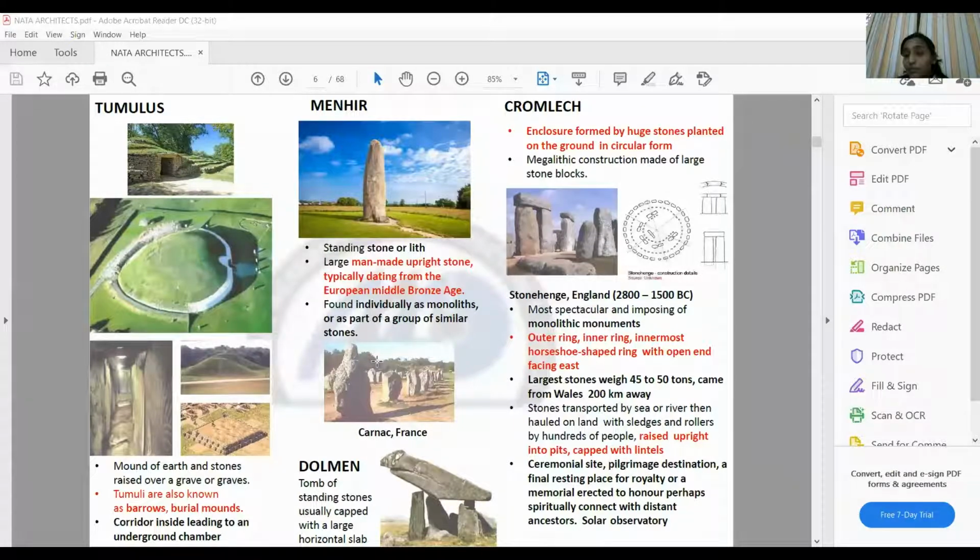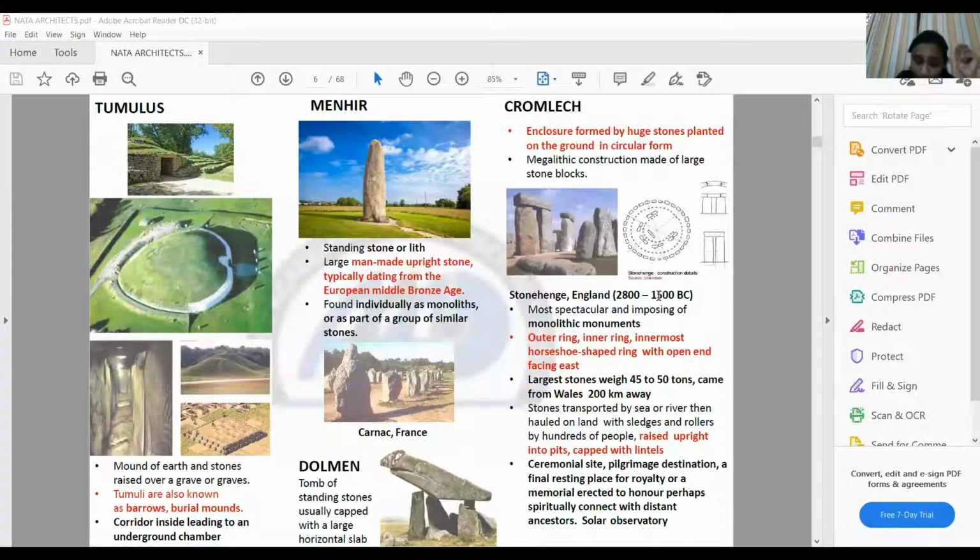One of the important examples seen today is Stonehenge, one of the imposing structures located in England. It was built between 2800 and 1500 BCE, where the stones were taken from Wales, which is 200 kilometers away. As you can see in the plan on the right, it has an outer ring, and also an innermost ring of stones aligned in the form of a circle. And then the innermost one is in the shape of a horseshoe-shaped ring.